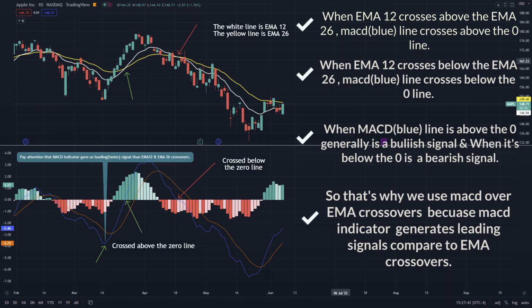When EMA 12 crosses above the EMA 26, the MACD line or blue line crosses above the zero line. When EMA 12 crosses below the EMA 26, the MACD line or blue line crosses below the zero line. When the MACD line or blue line is above zero it is generally a bullish signal, and when it's below zero it is a bearish signal. So that's why we use MACD over EMA crossovers, because the MACD indicator generates leading, faster signals compared to EMA crossovers.